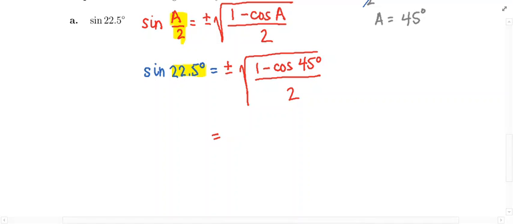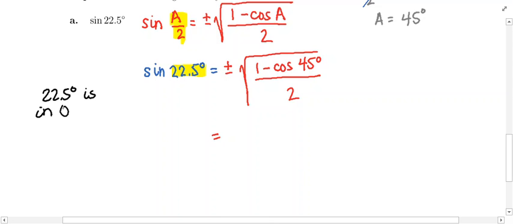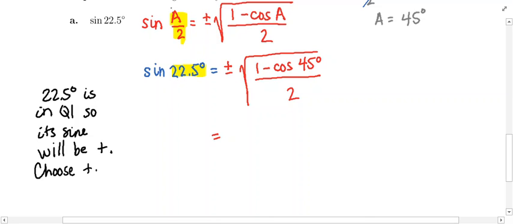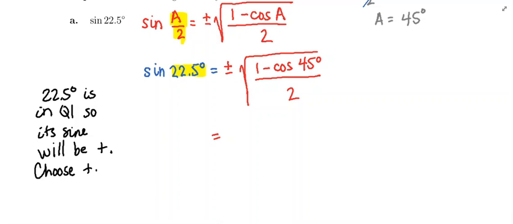So remember what I just told you. We are computing the sine of 22.5 degrees at the end of the day. 22.5 degrees is an acute angle. It's in the first quadrant, so its sine will be positive. So we are going to choose the plus sign. I'm going to go ahead and drop the plus or minus, because I know my answer is going to be positive.